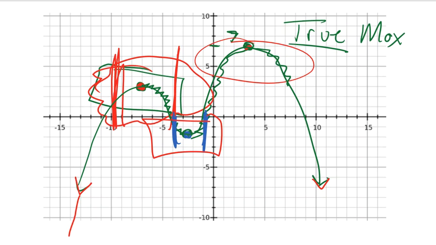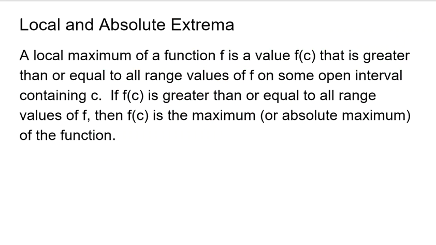So we have this idea of max and mins, humps and valleys, but we have to understand that some of them are relative, meaning in their general area, their mins or maxes, and some of them are absolute, meaning truly the biggest on the graph. So here's a little bit of a textbook definition about maximums, right?